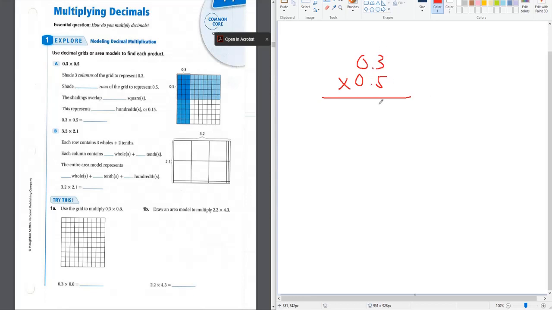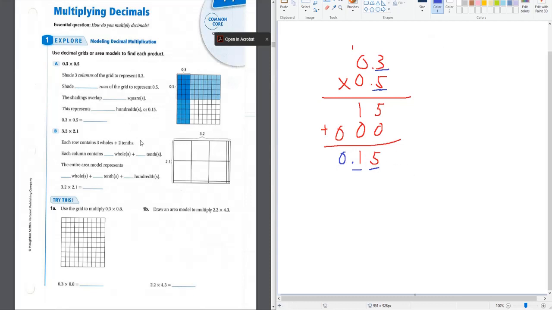So 3 times 5 is 15, carry the 1. 5 times 0 is 0 plus 1, right? Then I start my second row. 0 times 3 is 0. 0 times 0 is 0. Put them together. And then now I care there's a decimal. So then the last step is where you should care. I had 1 decimal place here, 1 decimal place here for a total of 2. Therefore, I need 2 in my answer. 0.15.